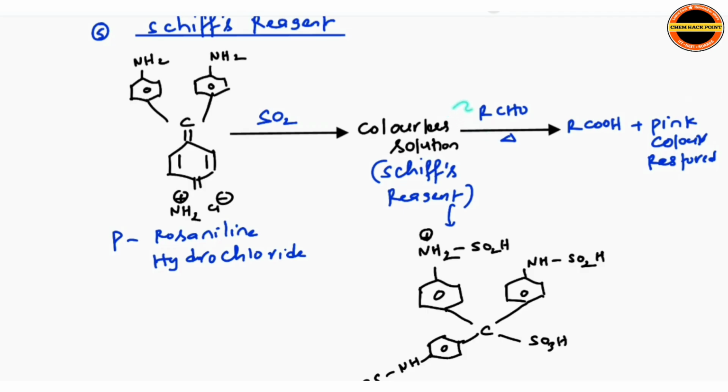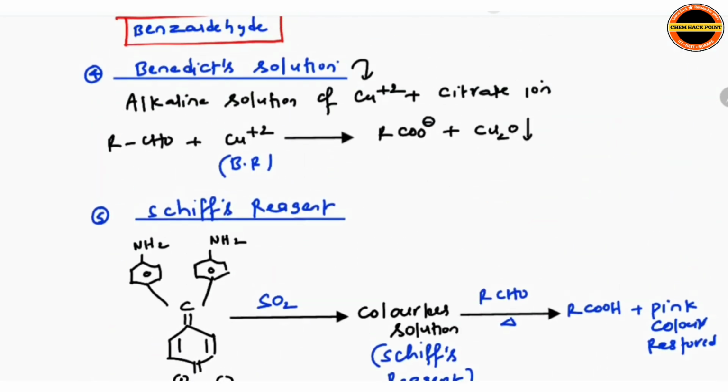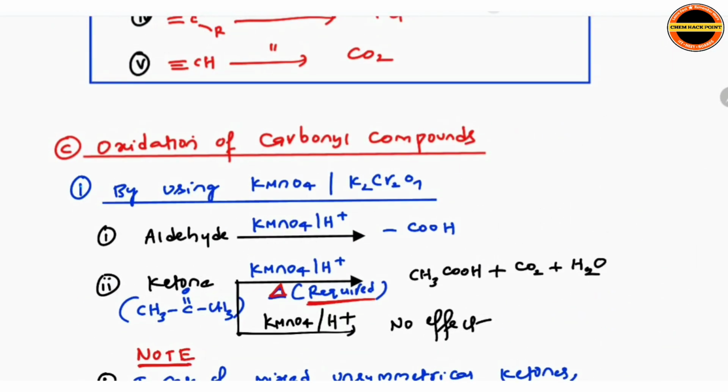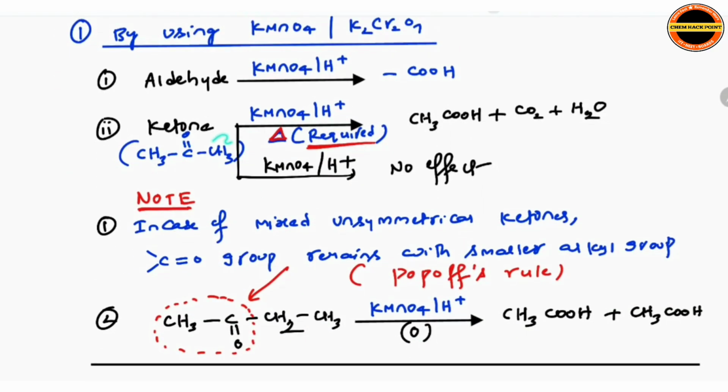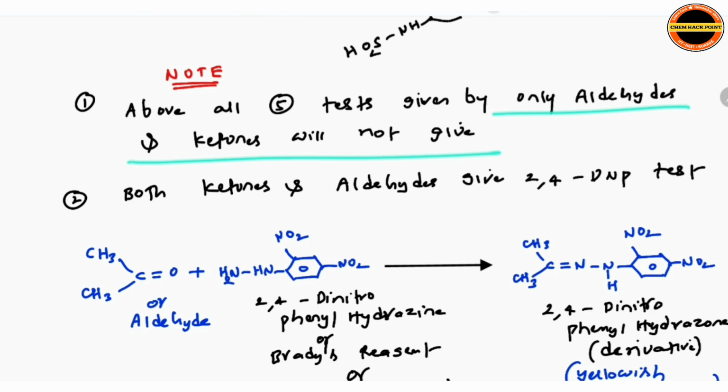Here, the original dye is pink. After passing SO2, it becomes a colorless solution. After adding an aldehyde to this colorless solution of Schiff's reagent, the pink color is restored. If the pink color is restored, then it is an aldehyde. Of all these 5 tests, a ketone gives a reaction only under heating conditions, otherwise no effect. So the above 5 tests are given only by aldehydes, and ketones will not give them.